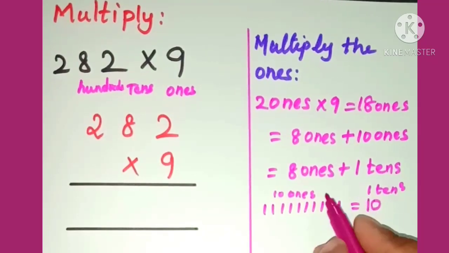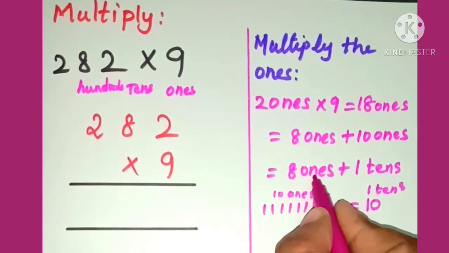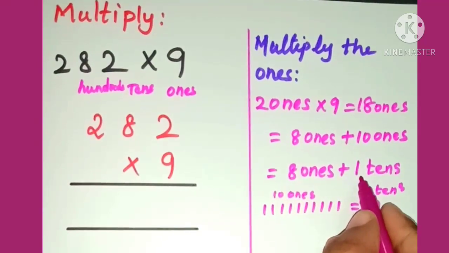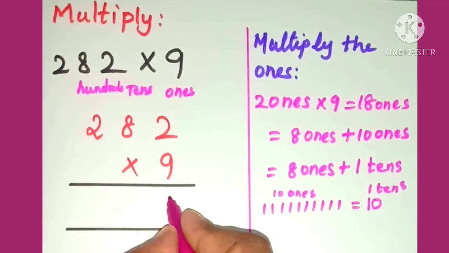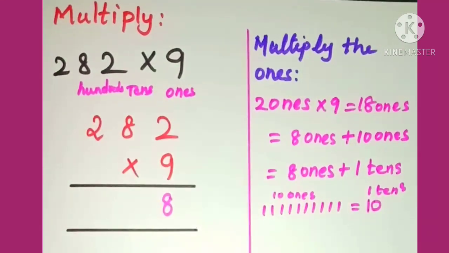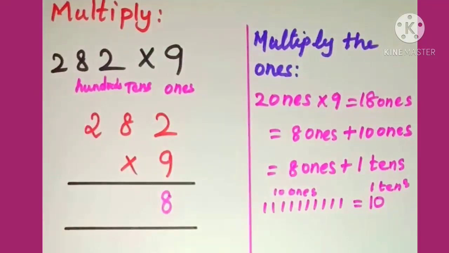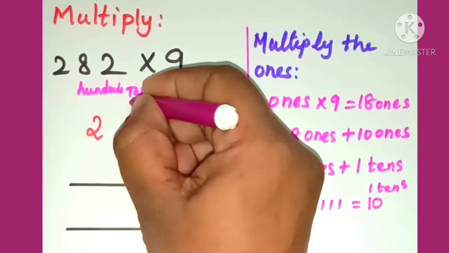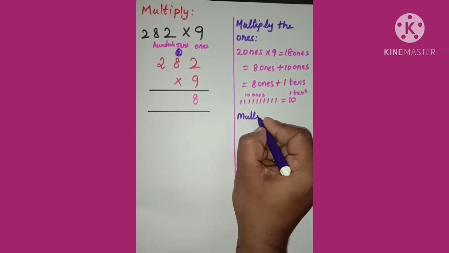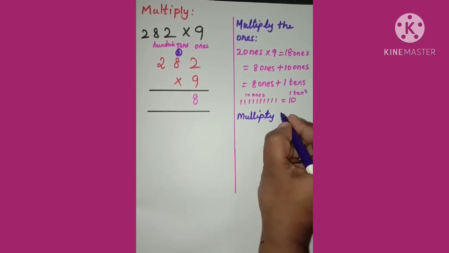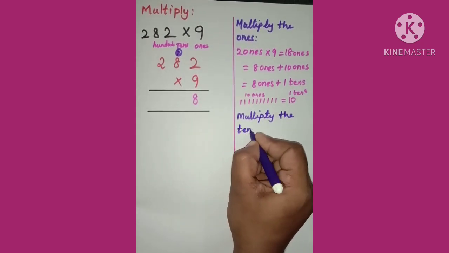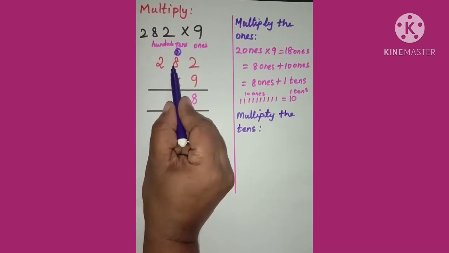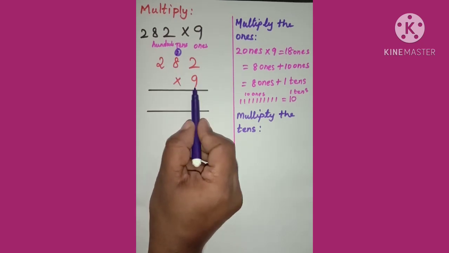So here, listen carefully. Write 8 in the ones place and carry over 1 to the tens place. As a second step, multiply the tens. That is, we are multiplying the digit which is in the tens place with 9.